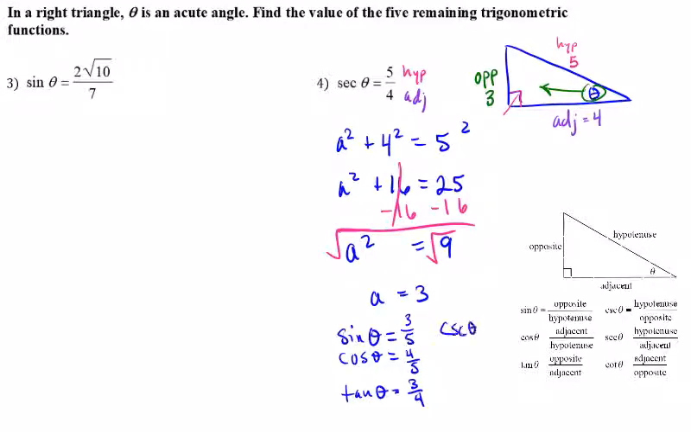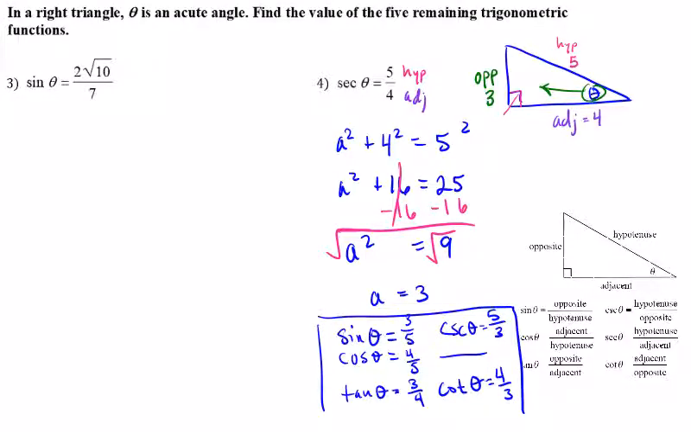Cosecant is the reciprocal of sine, or hypotenuse over opposite. We already know secant, right? And then cotangent is adjacent over opposite, so it'll be 4 over 3. All right, and so those are the other 5 trig functions.